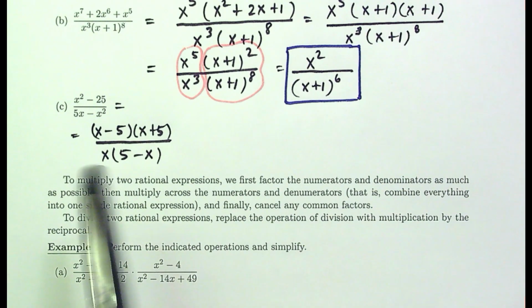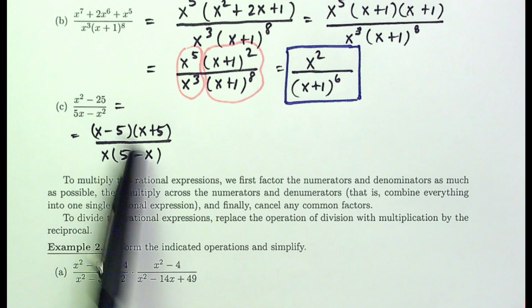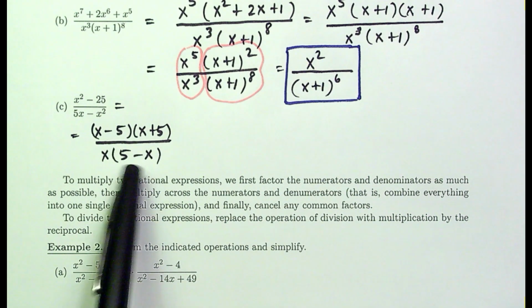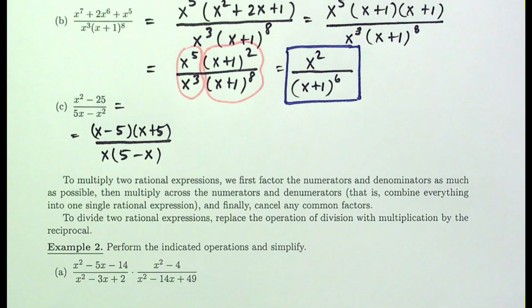Now, here, you see these two are almost the same, but not quite. And so that means we cannot really cancel them. Because in order for us to cancel things, they have to be really identical. You cannot cancel unless they are identical. And x minus 5 is not identical to 5 minus x. If it was a plus in there instead of a minus, then it would be identical.